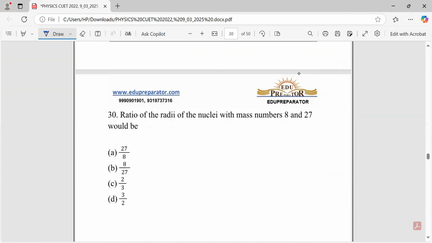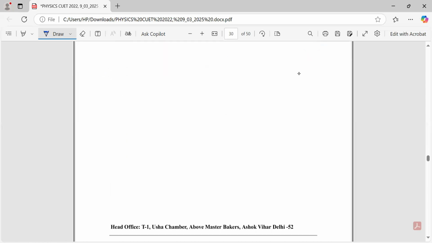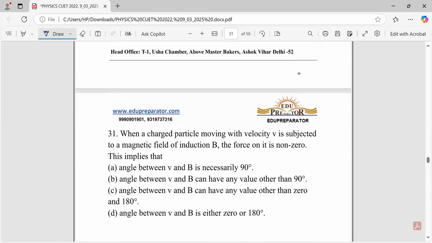Let us move to the 30th question, the famous question for the atom and nuclei part mainly. That is, the size is proportional to mass to the power 1/3. Beta, the ratio of mass is 8/27, so in cube root the answer 2/3 will come. So that will be the case. Then let us move to question number 31.